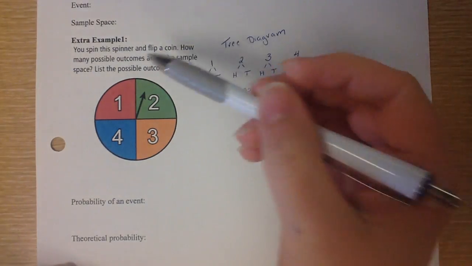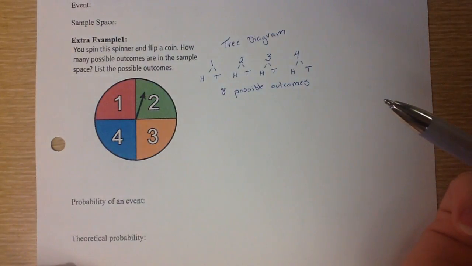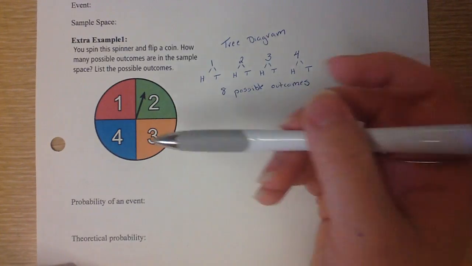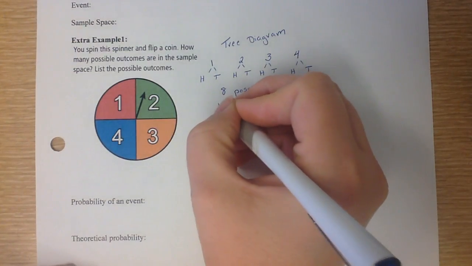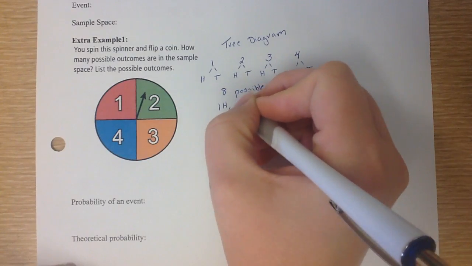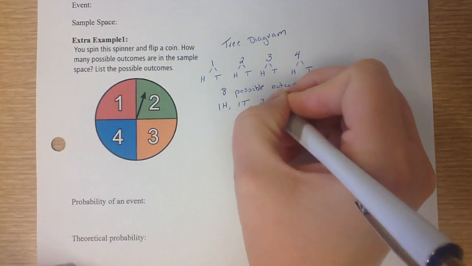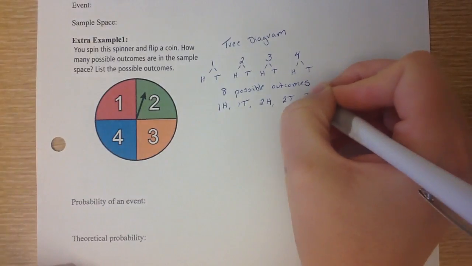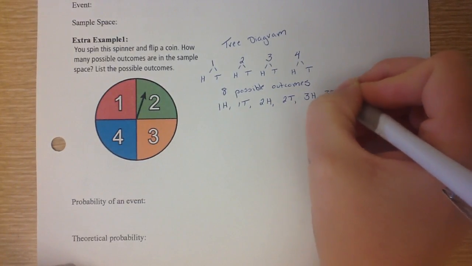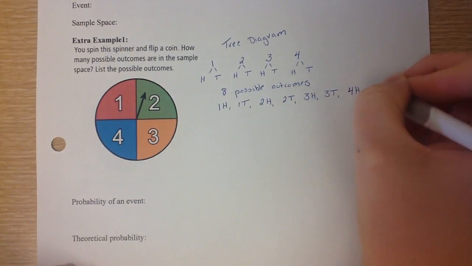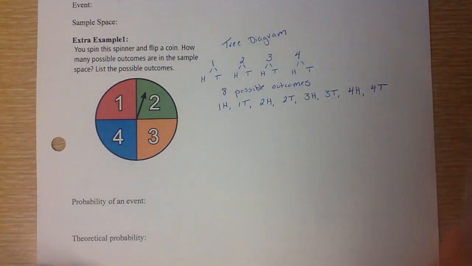So it says how many possible outcomes are in the sample space? There's 8 of them. And then it says list the possible outcomes. Well, we could have a 1 and a heads, or a 1 and a tails, or a 2 and a heads, or a 2 and a tails, or a 3 and a heads, or a 3 and a tails, or a 4 and a heads, or a 4 and a tails. So there are the 8 possible outcomes.